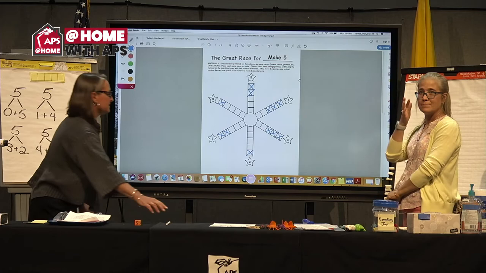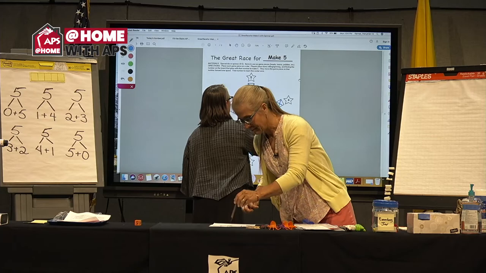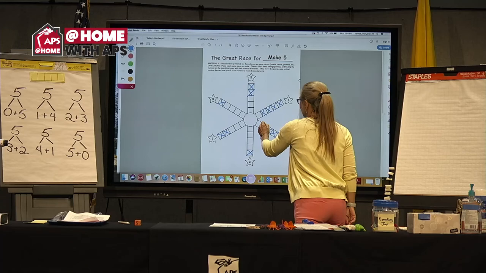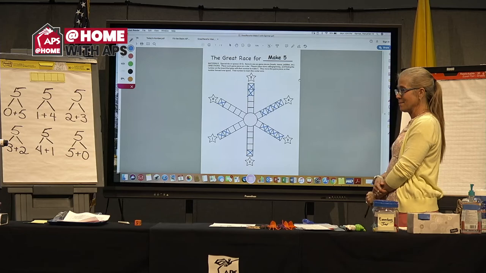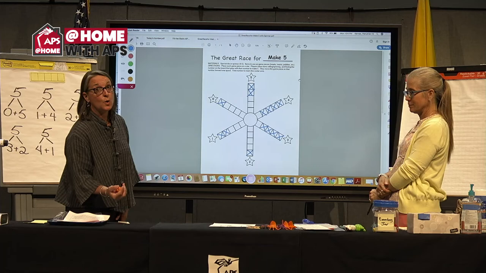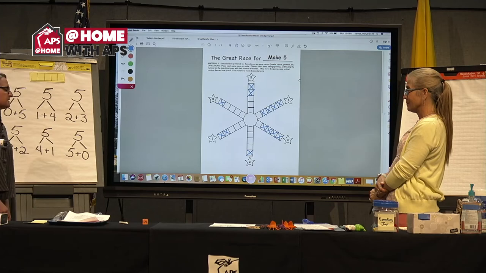Oh goodness. I spun a two and two and three. Let's see if we can move this along and see if we can get one number to the middle before we're out of time this morning. I think we will. And which number do you think it might be? Ooh, we have some that are close. I got a zero. So that's that tricky one.